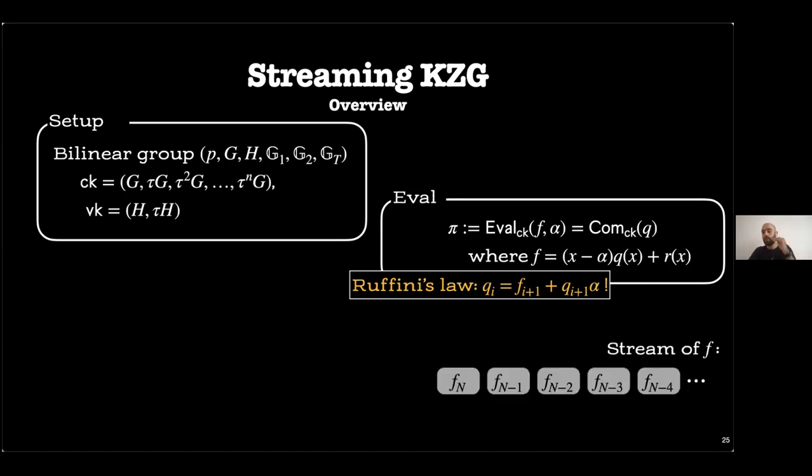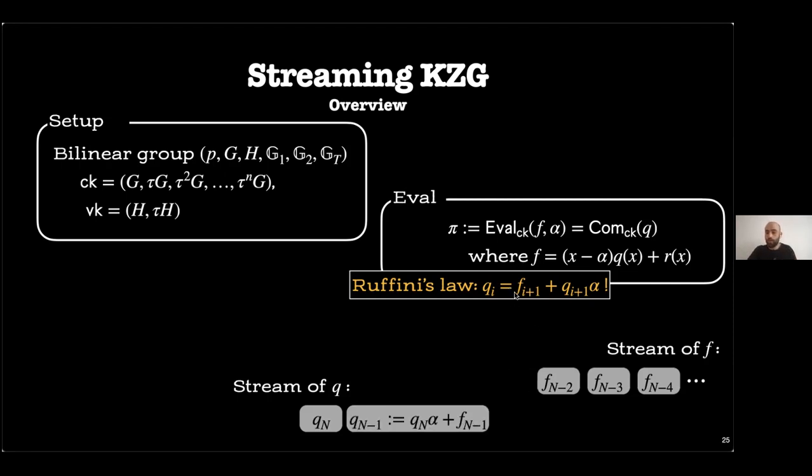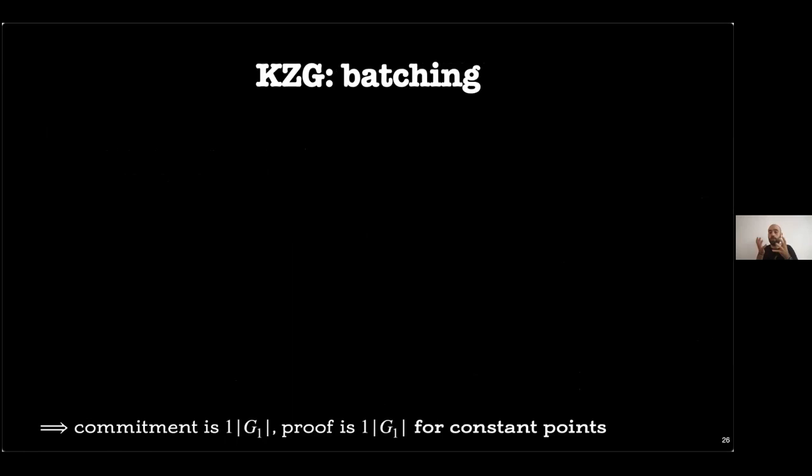How do you do it? You take the stream of f again, the coefficients one by one, and then you keep the stream of the quotient by holding the last element. And the leading coefficient is also the first element of the quotient. And then by computing this formula, which again is Ruffini's law, you compute the next element. And then you throw away the previous coefficient as a stream. So you need to keep only one element in memory. So again, you're keeping a very low memory footprint in all of this.